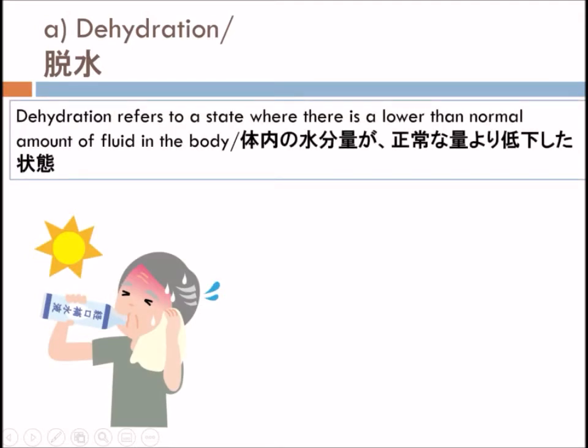Dehydration refers to a state where there is a lower than normal amount of fluid in the body. A constant amount of fluid is maintained in the body, but dehydration occurs when the balance between intake and excretion is lost, caused by diarrhea, vomiting, fever, perspiration, decrease in fluid intake, etc. Symptoms are dry lips, oral cavity and skin, decreased urinary frequency and urine volume, lower blood pressure, higher pulse rate, higher body temperature, etc.